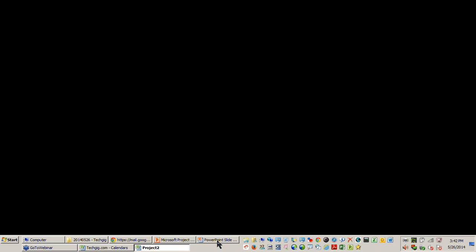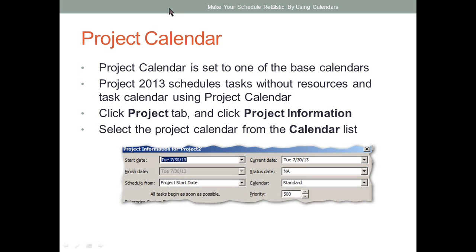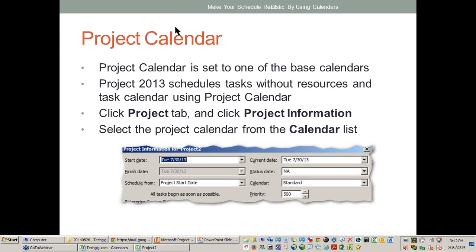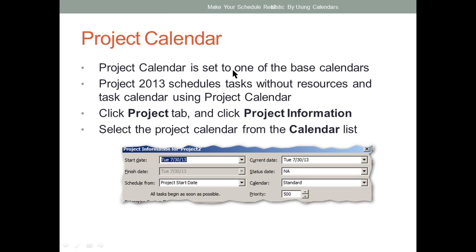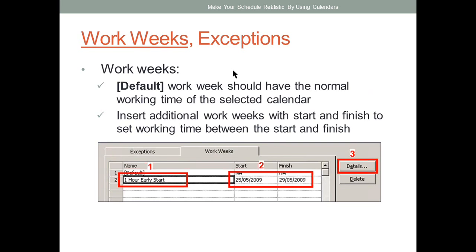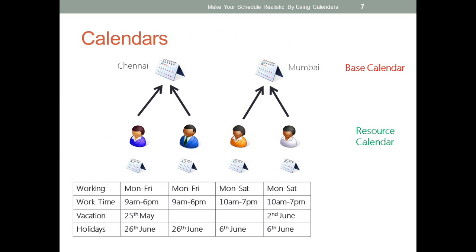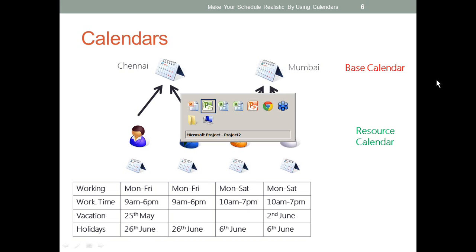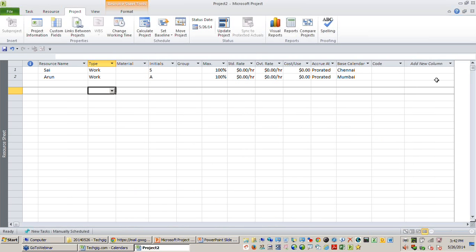Okay. So I'll just go a few slides earlier. Just hold on. Yeah. So I hope you remember this was a slide that we were talking about, the resource calendar on the base calendar. So what right now I have done is I have added two resources. One is Sai, who is working out of Chennai. Another is Arun, who is working out of the Mumbai calendar. So I have just linked the resource calendar to the base calendar right now. So I'm moving back to my project.